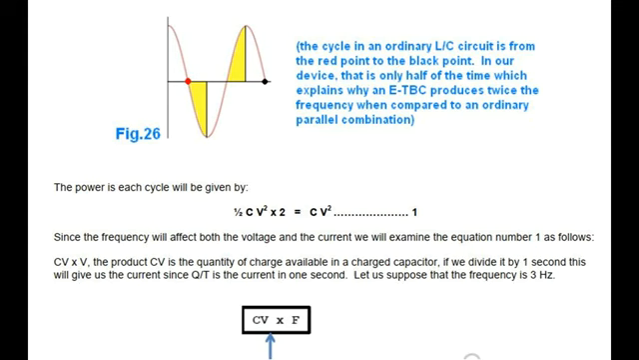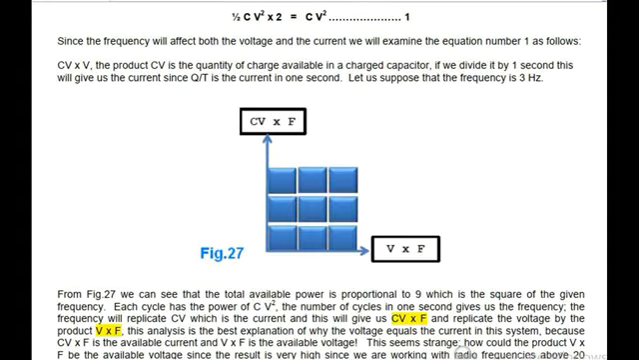Since the frequency will affect both the voltage and the current, we will examine equation number 1 as follows: CV x V. The product CV is the quantity of charge available in a charged capacitor. If we divide it by 1 second, this will give us the current, since Q/T is the current in 1 second. Let us suppose that the frequency is 3 Hz. Fig 27. From Fig 27 we can see that the total available power is proportional to 9, which is the square of the given frequency.